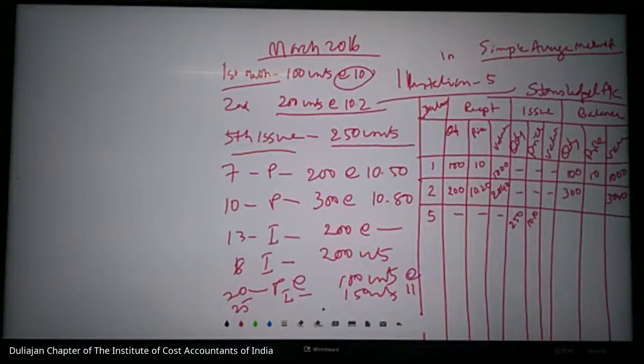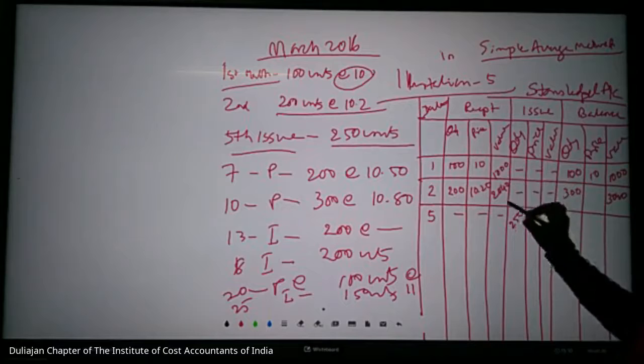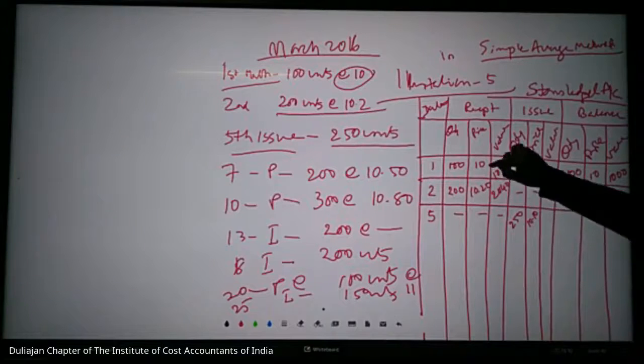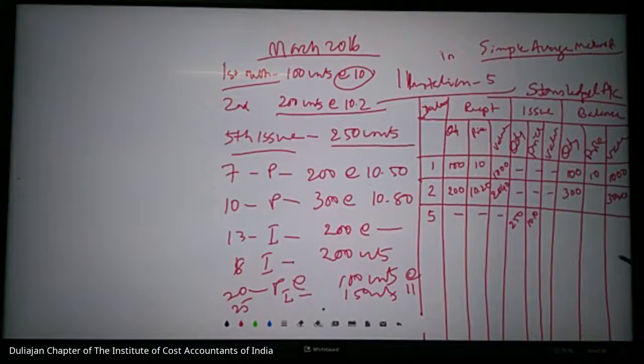How did we get it? Just added 10 and 10.2 divided by 2. Very simple. So I got a price which is the simple average of my first two purchases. So this is 10.10. Now it becomes my issue price. I can calculate this: 250 into 10.10 will be 2525.